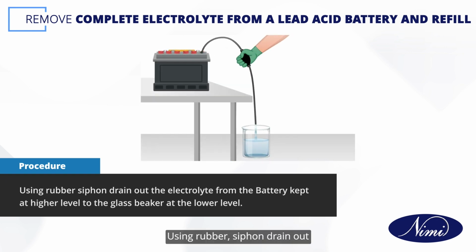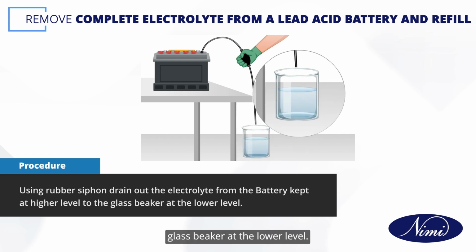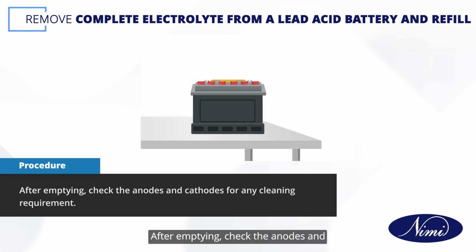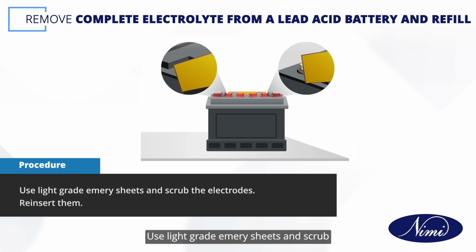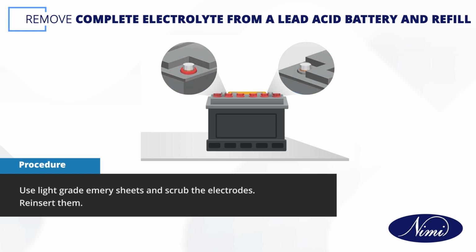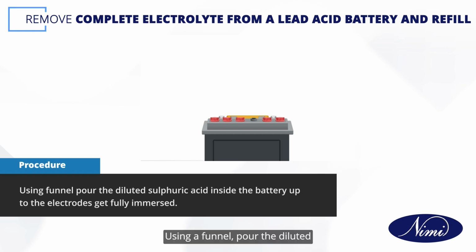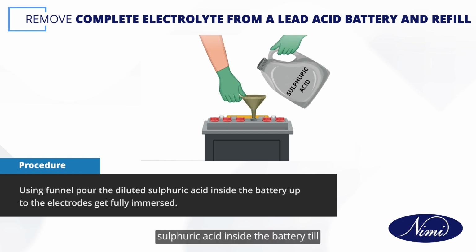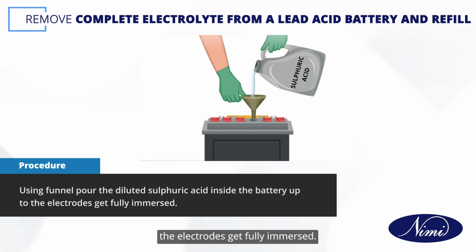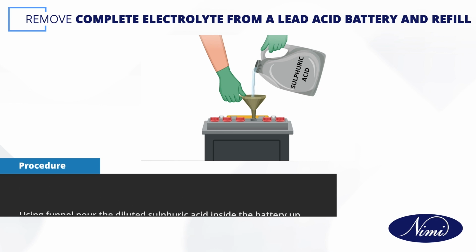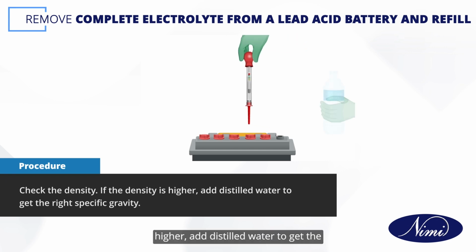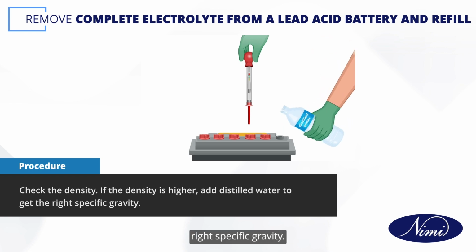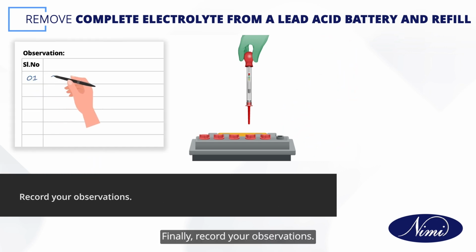Using rubber siphon, drain out electrolyte from the battery kept at higher level to the glass beaker kept at the lower level. After emptying, check the anodes and cathodes for any cleaning requirement. Use light grade emery sheets and scrub the electrodes. Reinsert them. Using a funnel, pour the diluted sulfuric acid inside the battery till the electrodes get fully immersed. Check the density. If the density is higher, add distilled water to get the right specific gravity. Finally, record your observations.